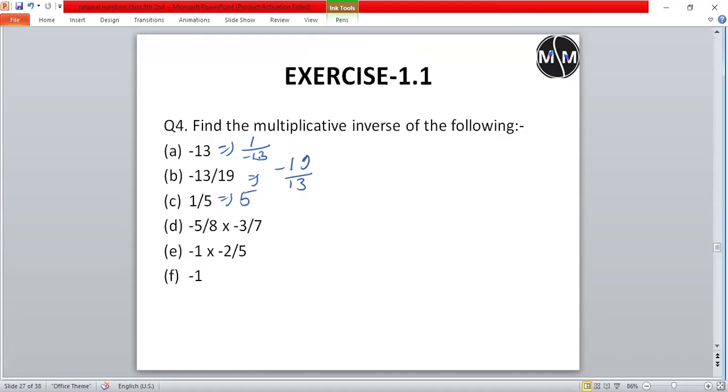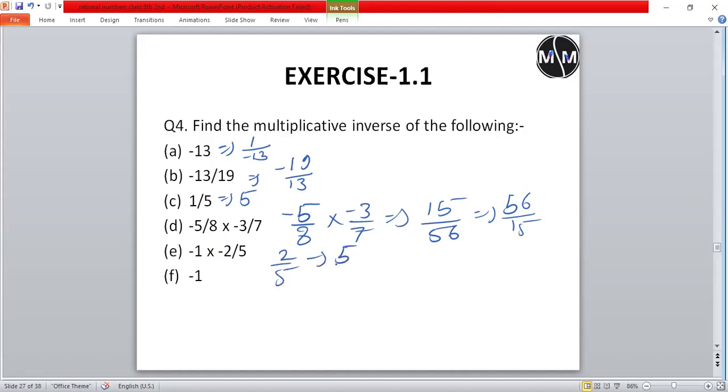For D, minus 5 by 8 multiply minus 3 by 7, you will get 15 by 56. The multiplicative inverse of 15 by 56 is 56 by 15. For minus 1 multiplied by minus 2 by 5, it is 2 by 5, and the multiplicative inverse is 5 by 2. For minus 1, 1 over minus 1 is the multiplicative inverse.